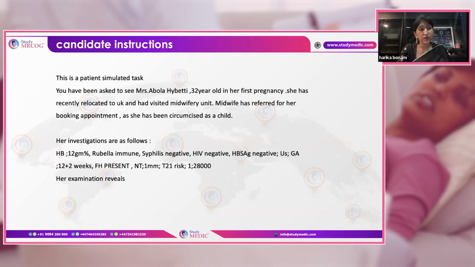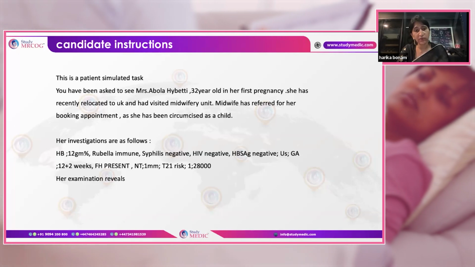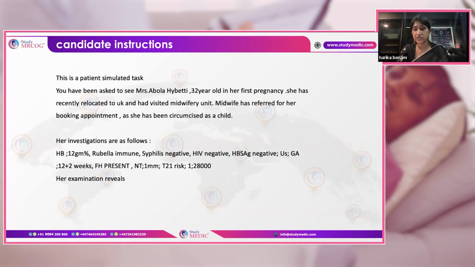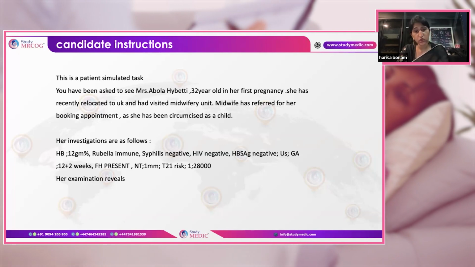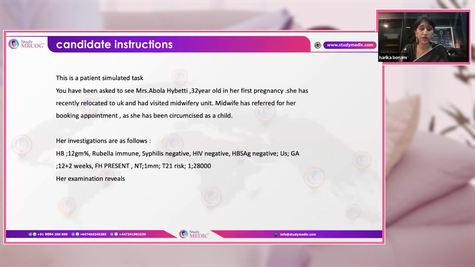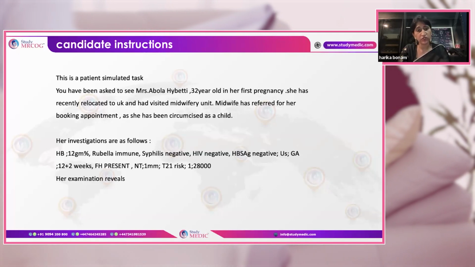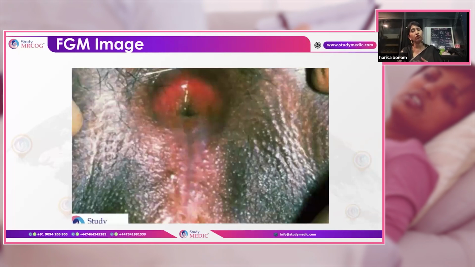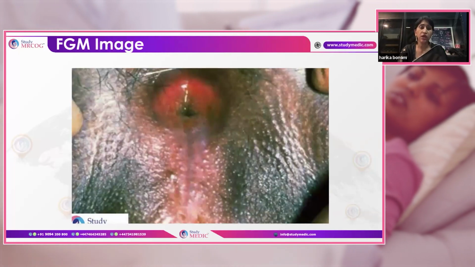FGM as a child. Her investigations: hemoglobin is there, rubella is there, syphilis, HIV, hepatitis B is there, HCV is not there. Ultrasonography is showing a 12 weeks gestation with NT and the double marker, or a first trimester screening, showing low risk. On examination, you can see we have basically 4 types of female genital mutilation.